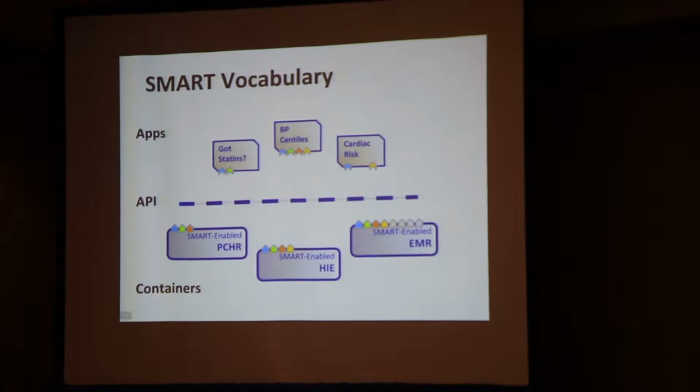Those are apps. On the bottom of the screen here, we see what we call SMART containers. These are health IT systems like an EHR or a PHR or a data mining platform that have individual patient-level health data in them and expose them through the SMART API, that's the line down the middle here, so that apps can use the data. So there's apps and there's containers, and the apps talk to the containers through the SMART API. So that's the vocabulary we're talking about here.